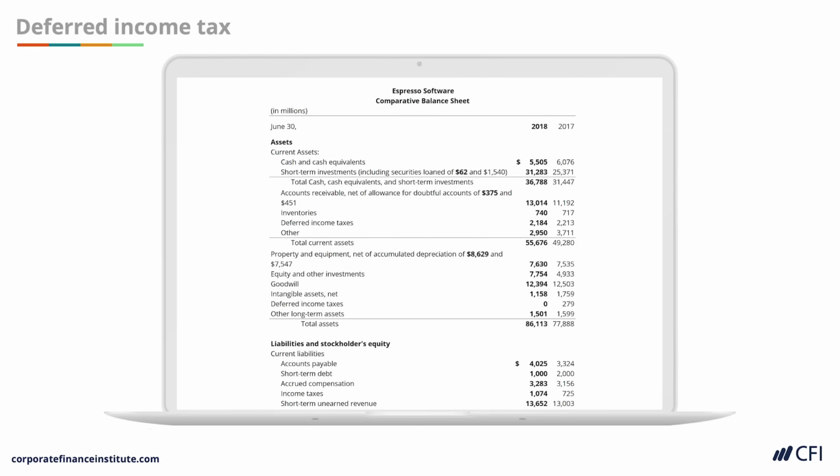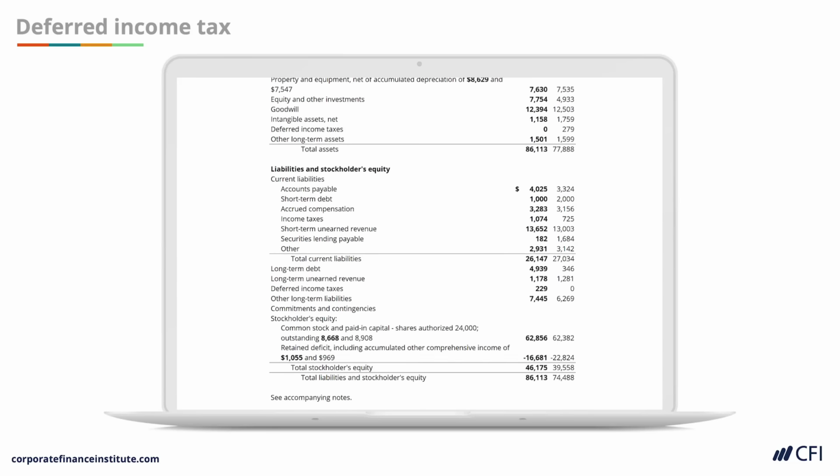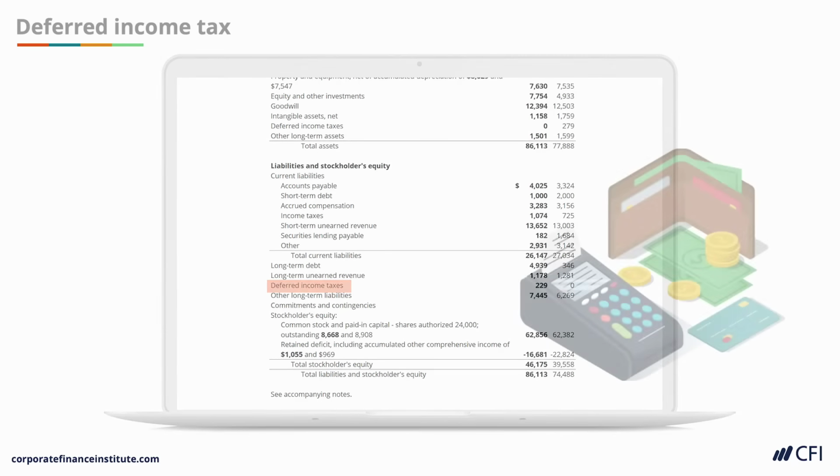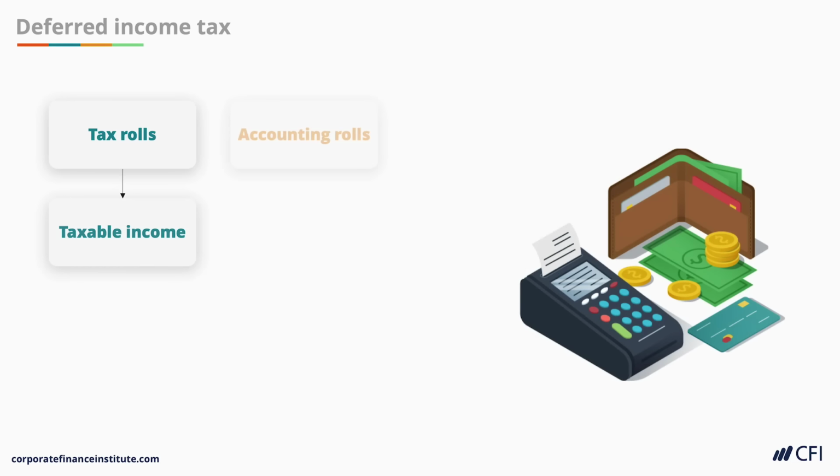Deferred income taxes are an item you will often see in financial statements. For Espresso Software, you'll see that they actually appear in several places on the balance sheet. They're found in the current and non-current assets sections, as well as in the non-current liability section. But what exactly are deferred taxes? The easiest way to explain them is related to tax rolls versus accounting rolls. When a company prepares an income tax return, they use tax rolls. These are not always the same as the accounting rolls.